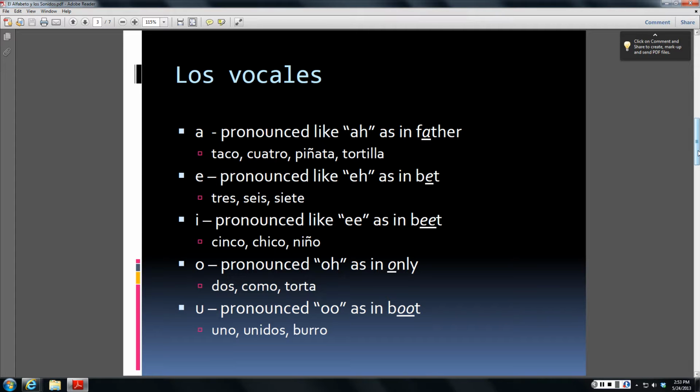The letter I is always pronounced like a double E, as in beat. The words are cinco, chico, niño. The letter O is always pronounced O as in only, like a long O. The words are dos, como, torta. The letter U is always pronounced like a double O, as in boot. The words are uno, unidos, and burro.